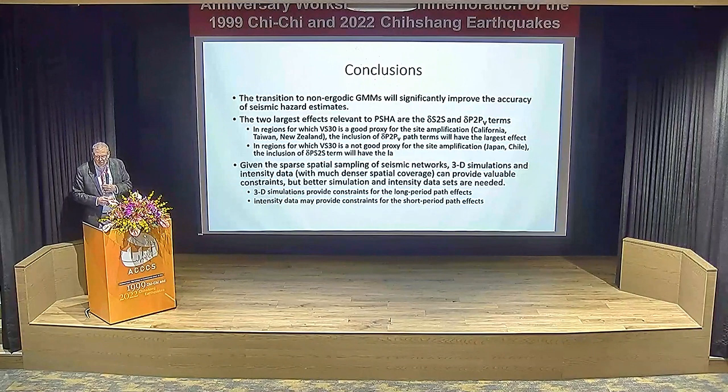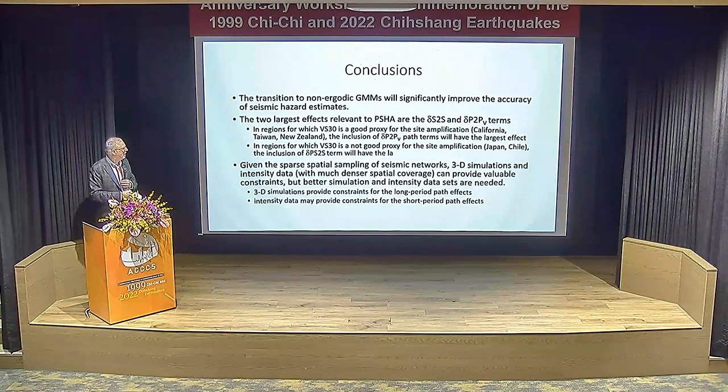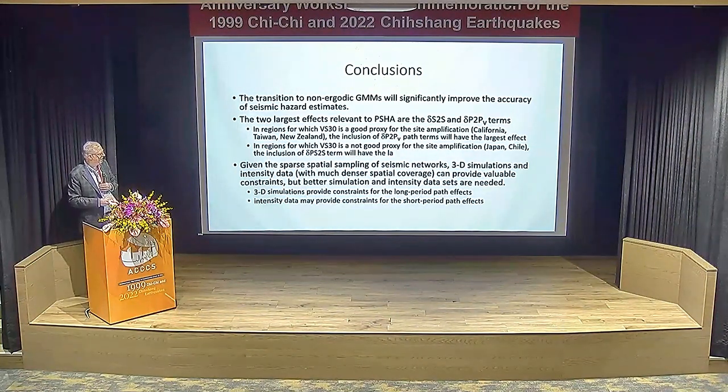Where VS30 is a good proxy for site response, like in California, Taiwan, and New Zealand, then the path effect is going to be the biggest part. In other areas where VS30 doesn't work so well, Japan and Chile are good examples of that, the site term, delta S2S, will have the largest effect. And then given the sparse spatial sampling of seismic networks, we've got to get 3D simulations, and we need to bring in the intensity data to help us start to constrain the problem.